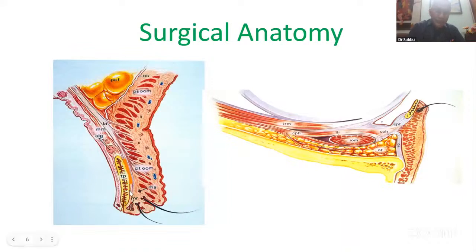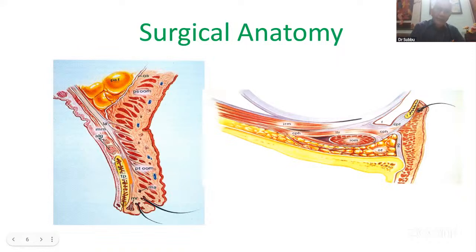Inserted into the tarsus is the levator palpebrae superioris muscle. Some fibers from it go in between the orbicularis oculi muscle and get inserted into the connective tissue and the skin to form the lid crease. Then behind that, you have the Mueller's muscle, which gets inserted onto the top of the tarsus. And posterior to the tarsus is the conjunctiva, the palpebral conjunctiva.